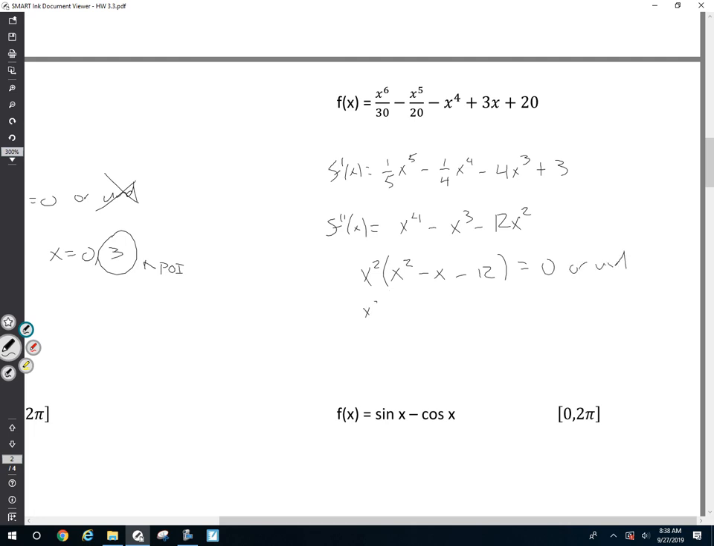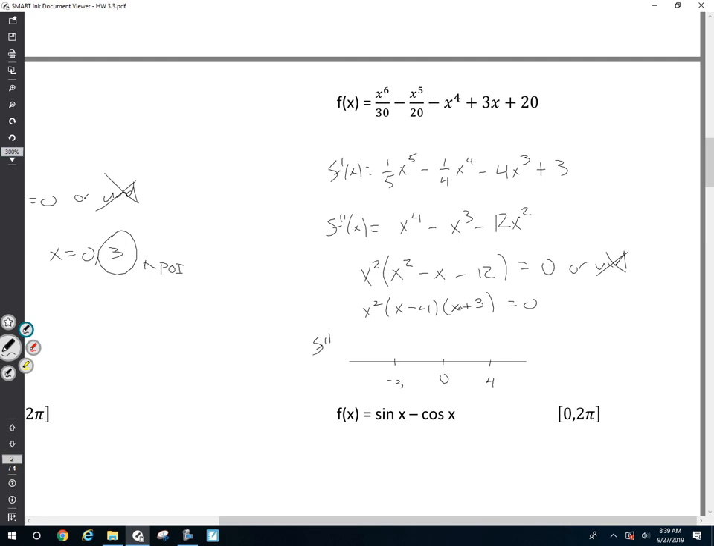Gotta go one step further. X minus 4, x plus 3. I will have 0, 4, and that should be a 3. 0 should be in the middle of 4 and negative 3. Okay, cool. I'm not going to change signs at 0. I know that because of the x squared.